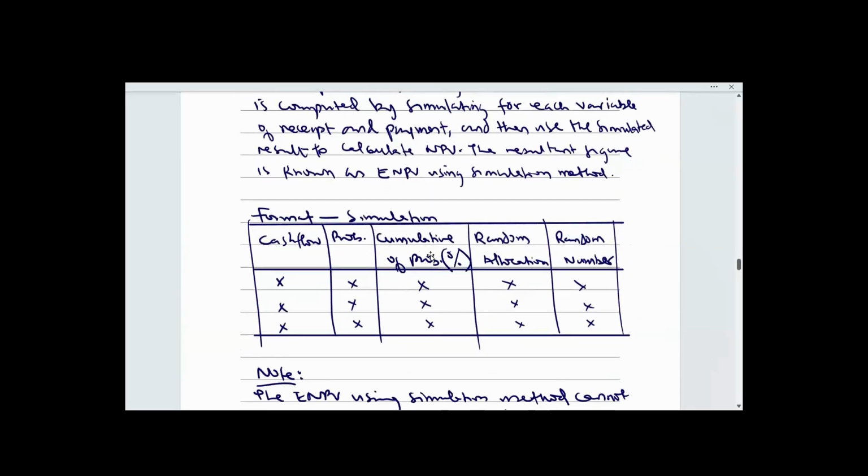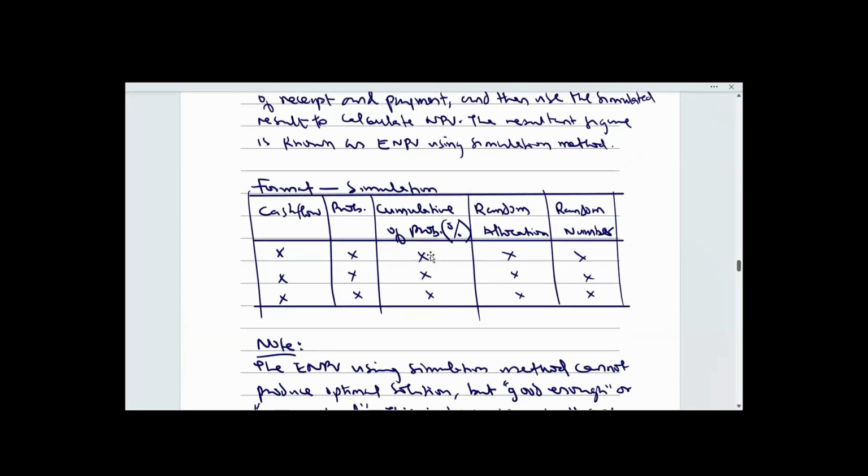So like I said, to calculate expected NPV using simulation method, you have two steps. Step 1 is to simulate for each variable of receipt and payment using this format. Then step 2, you proceed to calculate expected NPV using simulation method. So you are going to calculate your expected NPV on the basis of the sets given to you in the question.